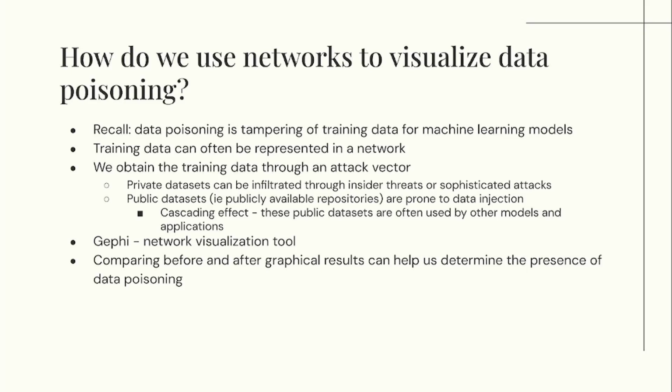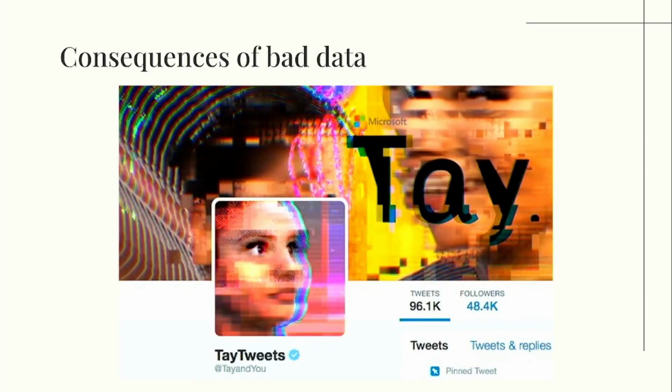With public datasets, poison data can proliferate into other models and applications that rely on these public datasets, essentially infecting an entire network. In order to make poison data easier to detect, I decided to visually compare healthy networks and poison networks using a tool called Gephi, which I'll get into later. But first, I want to talk about more consequences of bad data.